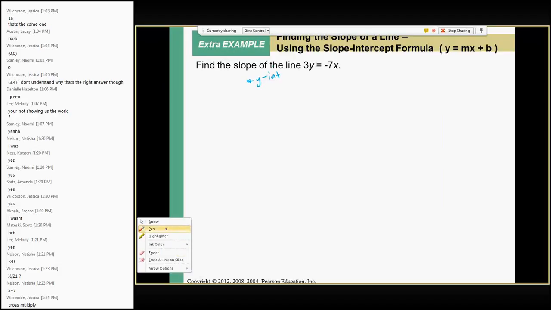Karsten, what did you do? What did you do first? Anything that you did first, Karsten. Okay, divided both sides by 3 because you want to basically solve for y. So y is equal to negative 7/3 x. Okay, so what's your slope? Karsten, go ahead. And then Melody, tell me what your slope and y-intercept is.